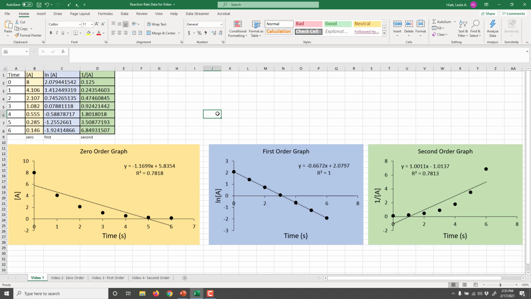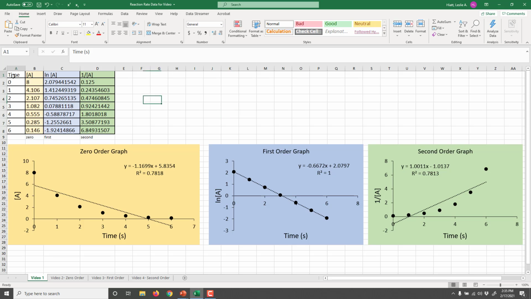So it doesn't tell you if the data is good or bad. It simply tells you whether or not it is linear. So whenever we are working with these reaction rate data, what we can do is say the order that is most linear is going to be the order that best represents the data. I will say that again. Whichever of my graphs is most linear is going to be the order that best represents my data.